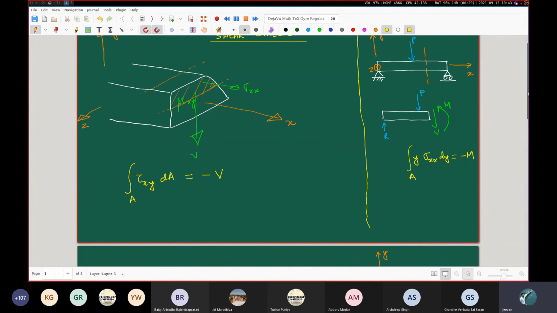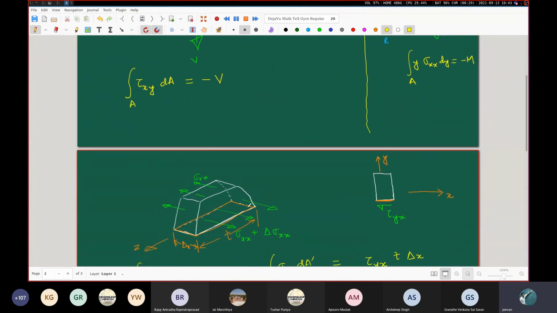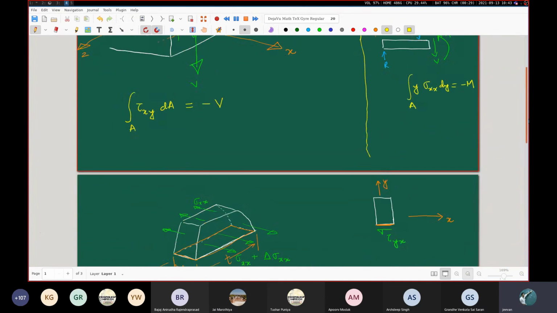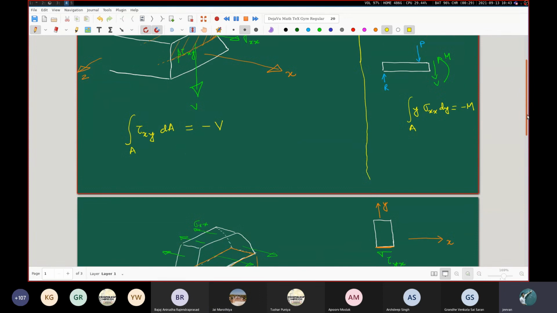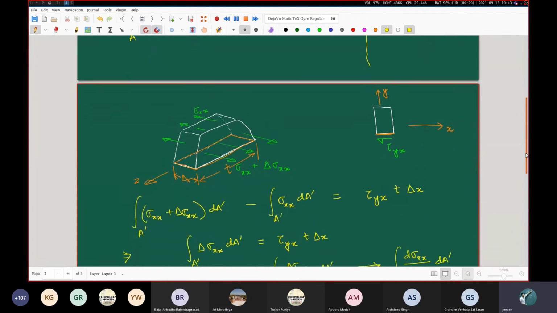But the lower surface that you are seeing here is not this lower surface. It is this one within the beam. So within the beam, there are going to be shear stresses. Inside the beam there are going to be shear stresses, but the top surface and the actual bottom surface are going to be free from shear. That's the thing.